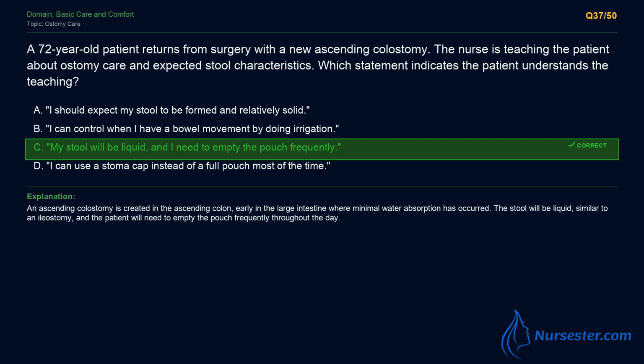The correct answer is C. An ascending colostomy is created in the ascending colon, early in the large intestine where minimal water absorption has occurred. The stool will be liquid, similar to an ileostomy, and the patient will need to empty the pouch frequently throughout the day.